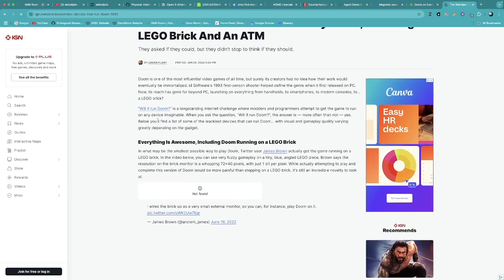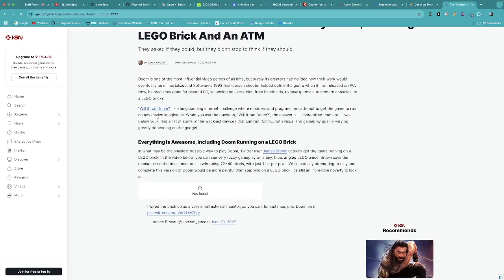So there's this whole kind of cottage industry of people, though I wouldn't even call it that. It's just a hobby: will it run Doom? This is a long-standing challenge where modders and programmers attempt to get the game to run on any device imaginable. When you ask the question, will it run Doom, the answer is more often than not yes.